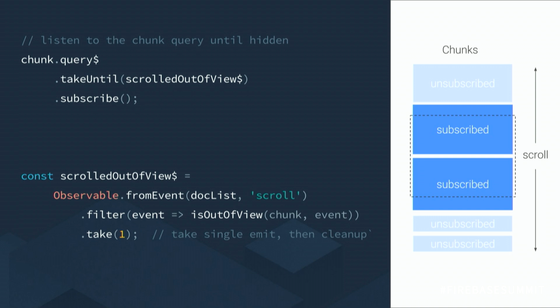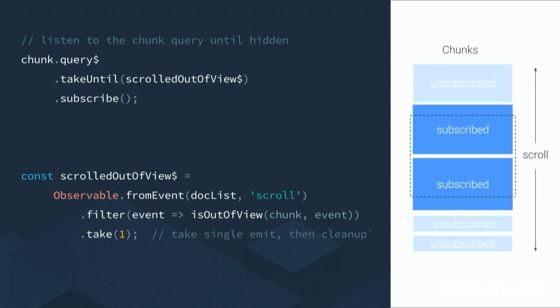It filters those scroll events until the chunk has scrolled out of view. And then take one basically says, I only care about one of these, so I only care about that first point where it is scrolled out of view. And so tying this together into the top query, we're saying, take all of the real-time updates for this chunk until such time that I've decided the chunk is now scrolled out of view.